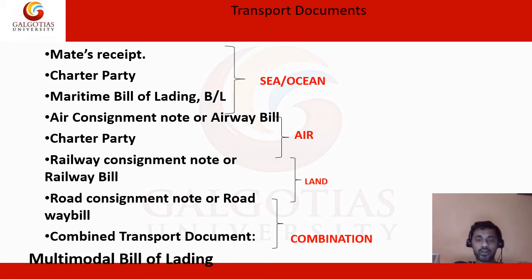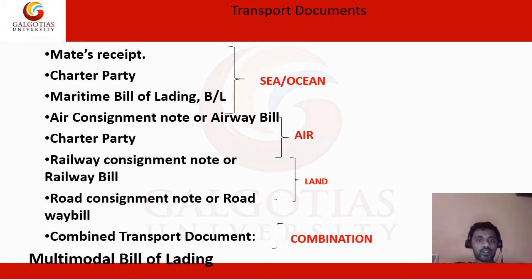If we look at the air mode of transport, then the transport documents will have two things, that is air consignment note or airway bill and the charter party. If we go to land, it may be a road transport or a railway transport. So we will have a railway consignment note or railway bill, or if it is a road transport, then we'll have a road consignment note or roadway bill. And if it happens to be a combination of any of these, then it will have a combined transport document or a multi-modal bill of lading.